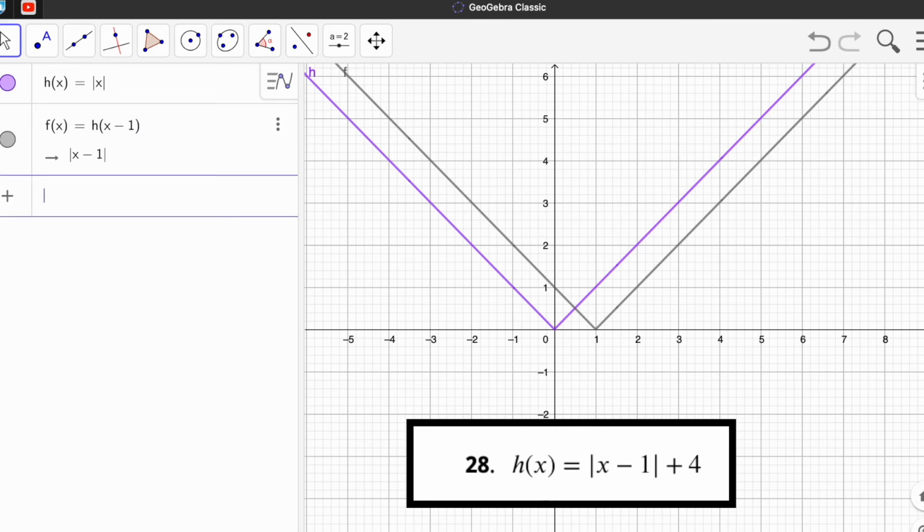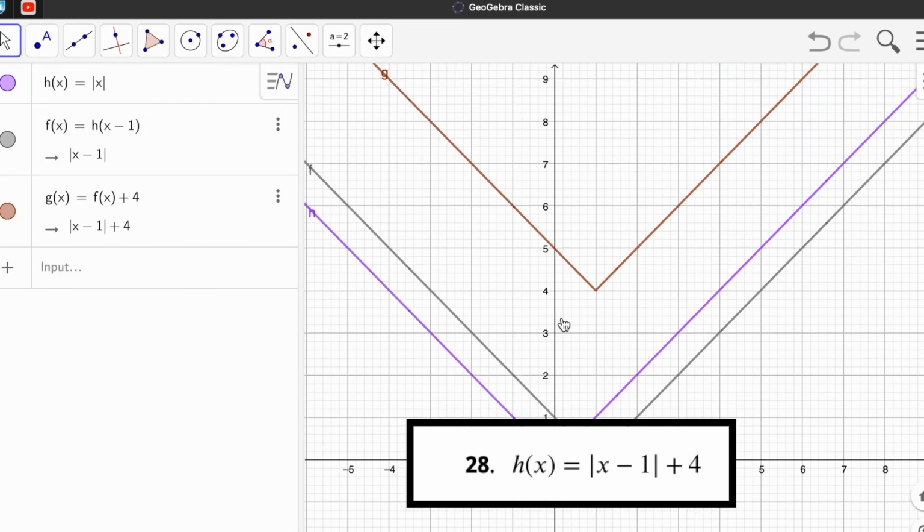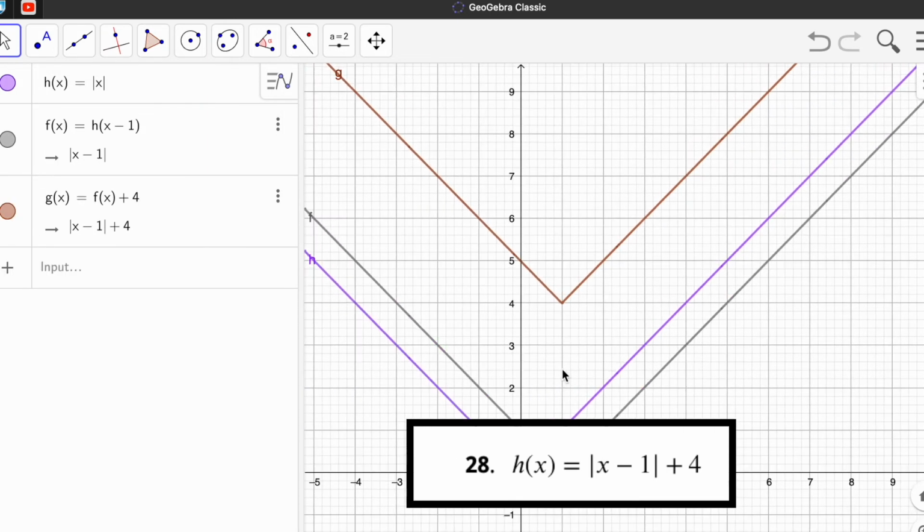Now I'm going to take that function, the f, and I'm going to make a new function by taking f of x and adding 4. So this should go up 4 units, which it does. And so, in fact, we can pull it down, and you can see it even better that it's gone. So we moved it over 1 and up 5, and we have our function.